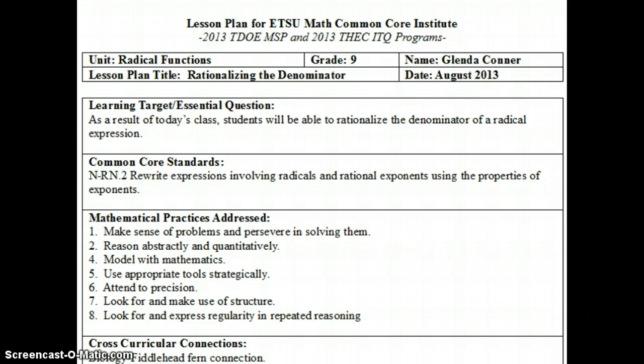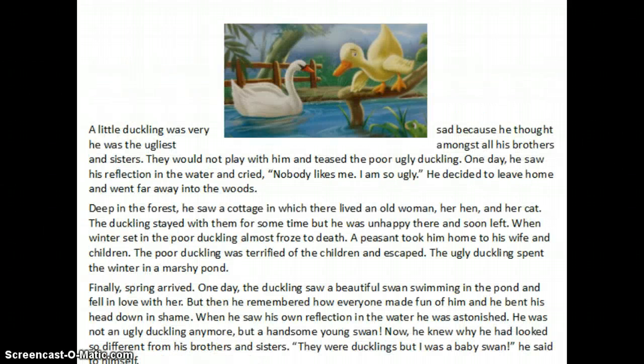The activating strategy for the lesson: I will have the students read Hans Christian Andersen's literary fairy tale, The Ugly Duckling. The class will have a discussion on how the ugly duckling is transformed into a beautiful swan. The class will discuss how it is a tale about personal transformation for the better. The teacher will then relate this transformation idea to simplifying radicals.